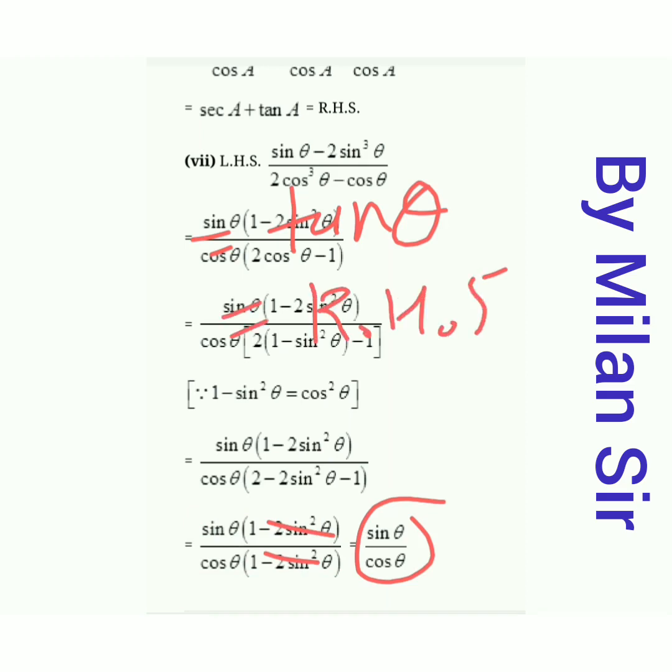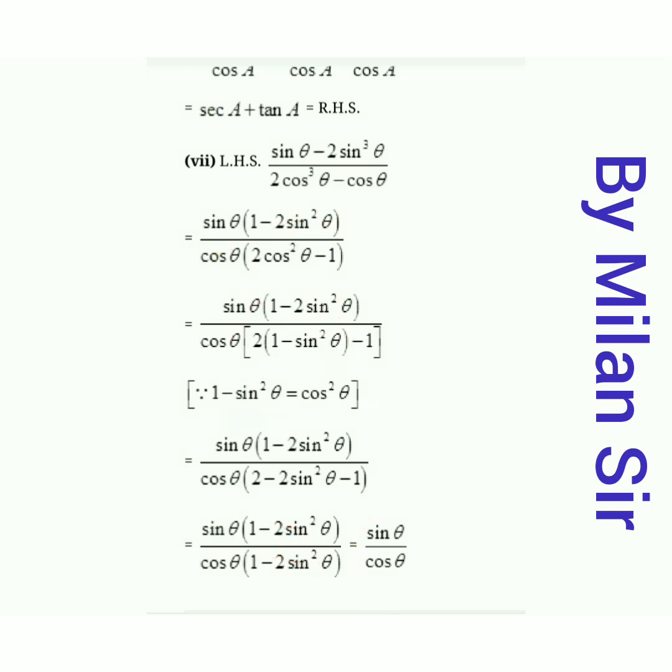Hence proved. So first of all, in numerator sin theta is common. In denominator cos theta is common. Then we need to put either the value of sin square theta or the value of cos square theta. Here we are going to put the value of cos square theta, so 1 minus sin square theta. Then simplify it. You will get the same bracket as in numerator. So this bracket is cut and finally you get sin theta upon cos theta equals tan theta.